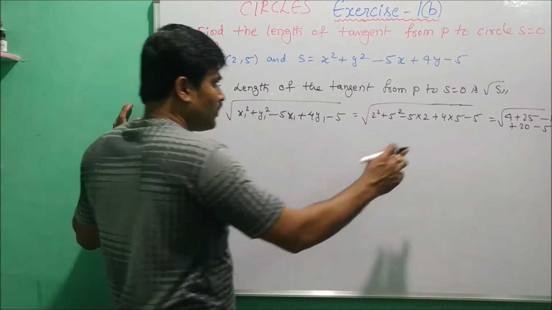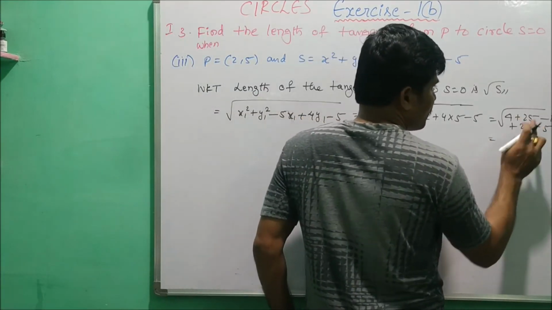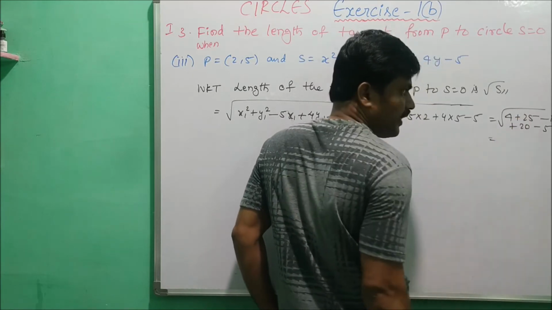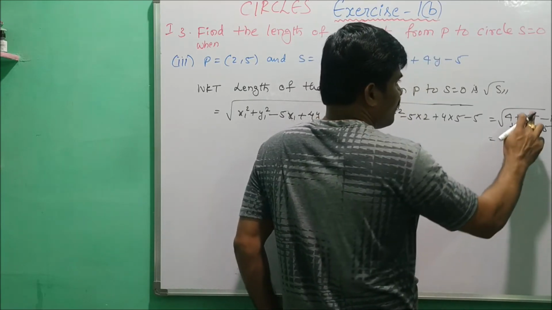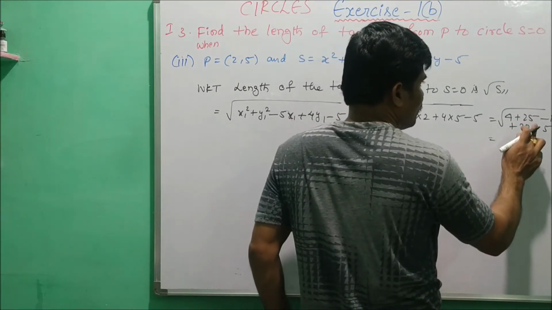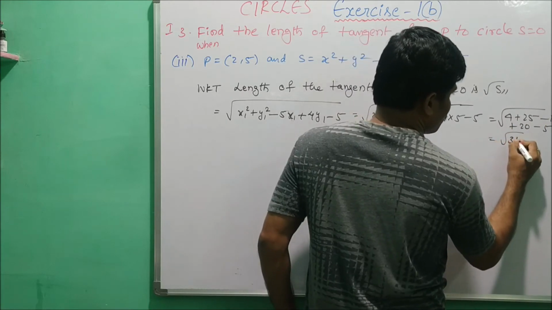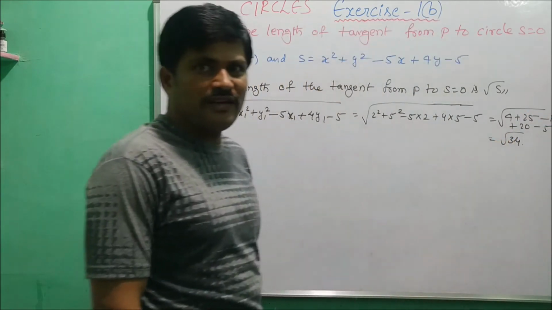So here you can simplify that. 25 minus 5 is 20. 20 plus 20 is 40. 40 minus 10 is 30. 30 plus 4 is 34. Square root 34. So this is the length of the tangent.